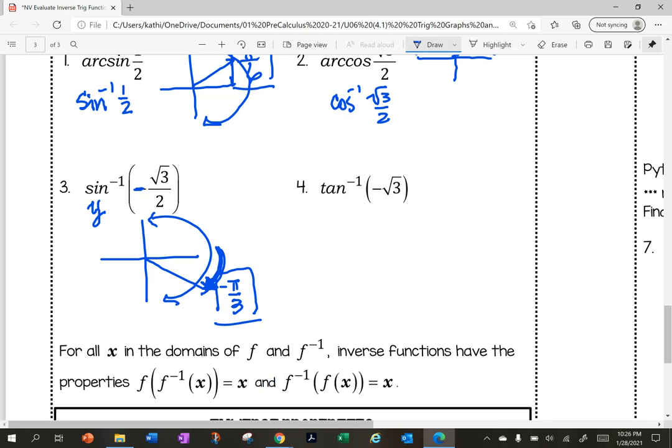Okay, tangent. So tangent is y divided by x. So the tangent inverse is of negative square root of 3. The two quadrants that we're talking about for tangent are the first and the fourth quadrant. And tangent is negative in the fourth quadrant, so I know my angle is here. And the tangent is negative square root of 3 at negative pi over 3.